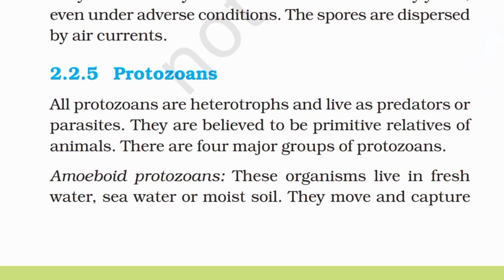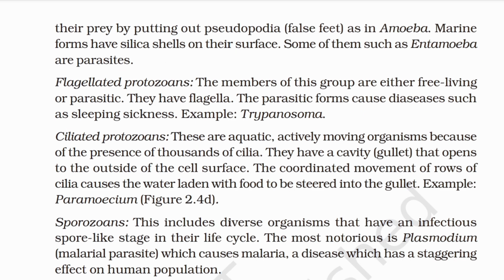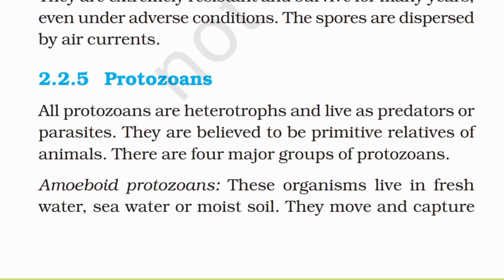Protozoans are heterotrophs and live as predators or parasites. They are believed to be primitive relatives of animals. There are four major types of protozoans: amoeboid protozoans, flagellated protozoans, ciliated protozoans, and sporozoans.